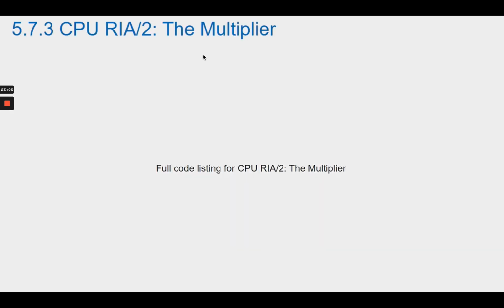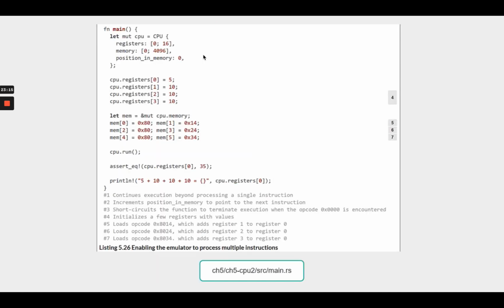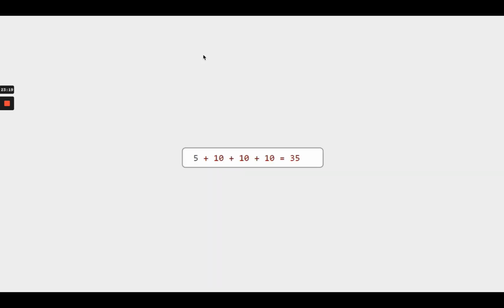Full code listing for CPU RIA/2, the multiplier. The following listing shows the complete code for our second working emulator, the multiplier. You'll find the source for this listing in this file. When executed, CPU RIA/2 prints its impressive mathematical calculations.